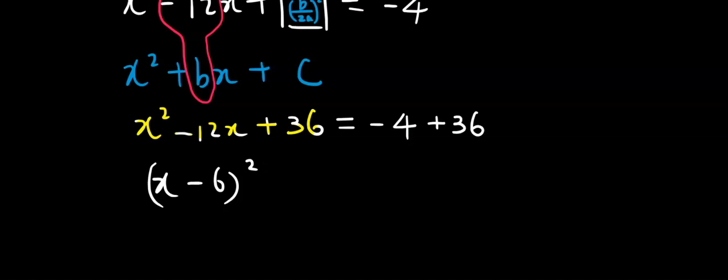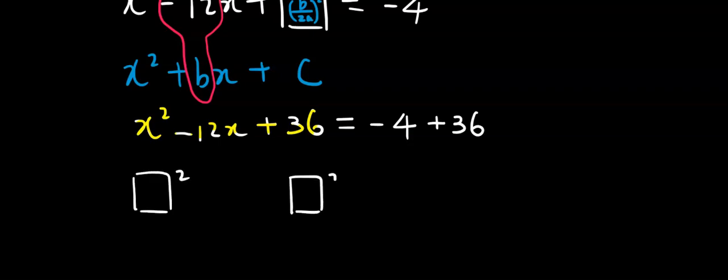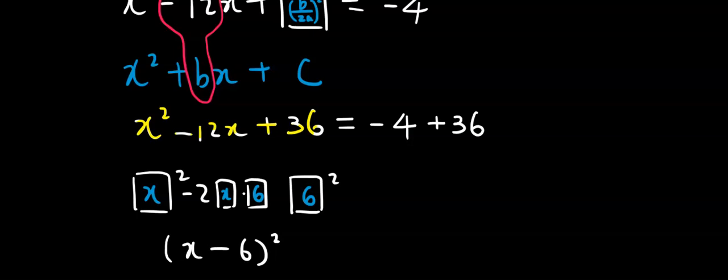Some of you might want to say, wait a minute, can you go a little bit slower? Sure, I'm going to do slower for you. So first squared and next term squared. In the middle is 2 times the first one times the next one. And the first one is straightforward, that's x. Next one, what squared is 36, that's 6. And in the middle is x and 6. Therefore, when you rewrite them, you write down x minus 6 squared.